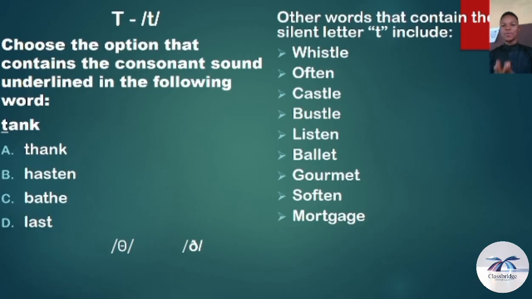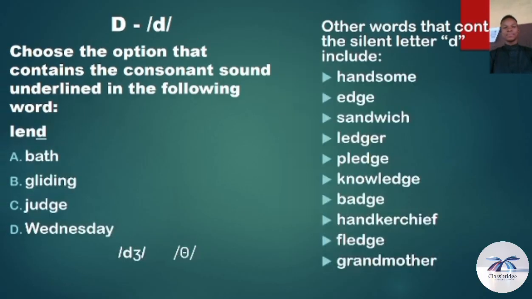Now, which of these words did you pronounce correctly and which ones did you pronounce wrongly? By now, you know how to pronounce all of these words. Whenever you come across any of these words listed here, bear in mind that the T is silent. Let's move on to the next silent letter.